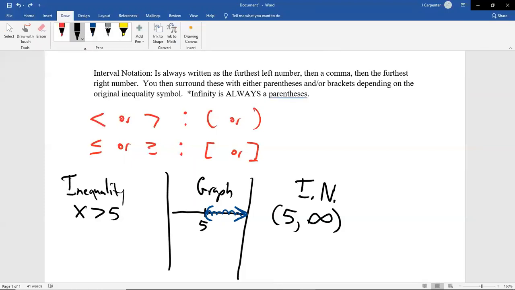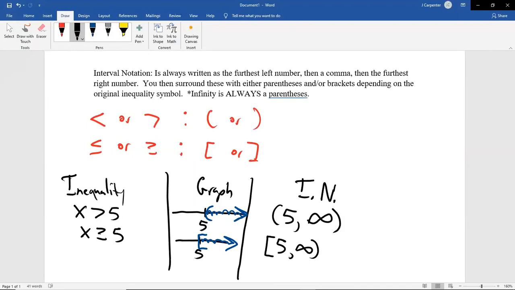So in stark contrast, if I had x is bigger than or equal to 5, I'm going to do this super quick. It'll be number line, 5, and we'd still shade to the right with an arrow going right forever. But now it's a bracket on the 5 instead. And the interval notation is still 5 comma infinity with a parentheses on the infinity, but now a bracket on the 5.